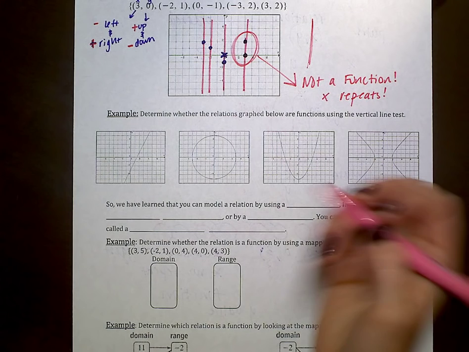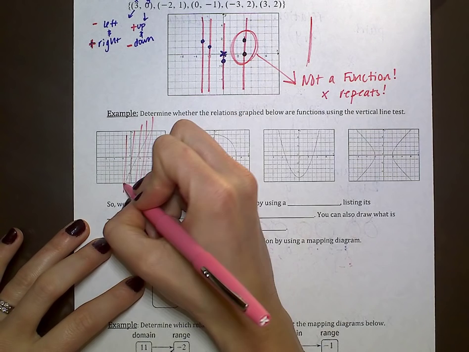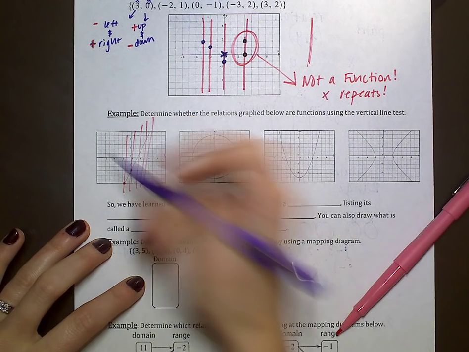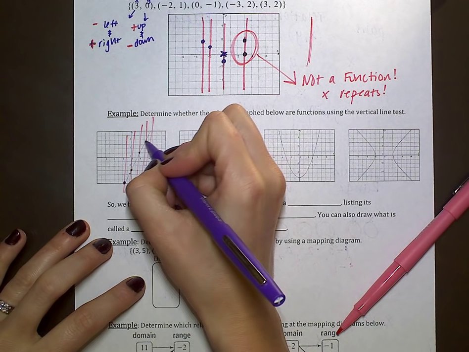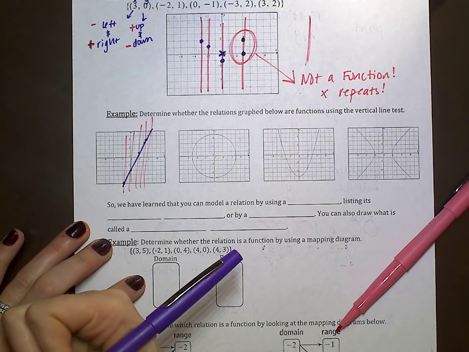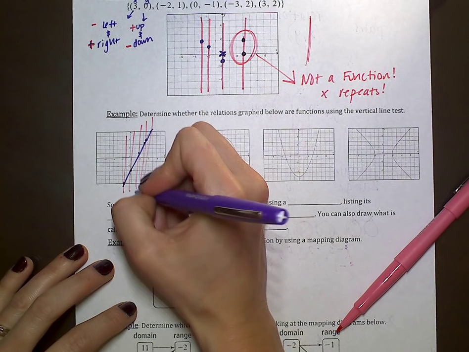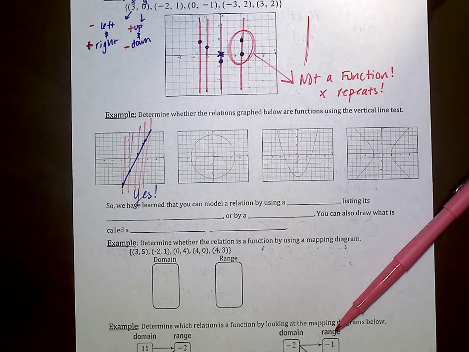You can do 2 things, you guys. You can either draw a bunch of vertical lines, and if every vertical line only goes through your graph 1 time, and the graph on this one was just that line, if every vertical line only touches the graph once, like it did here, then yes, that is a function.